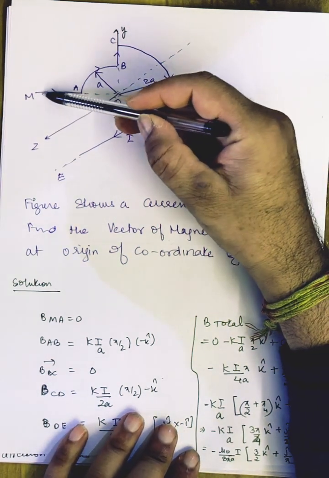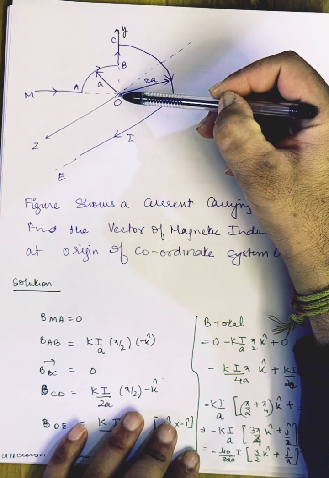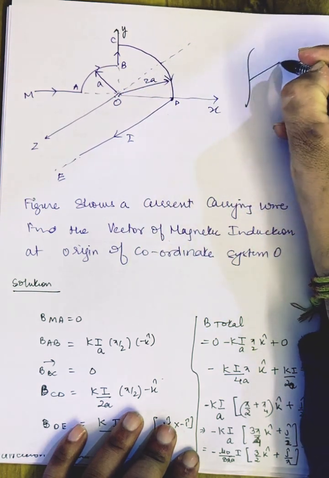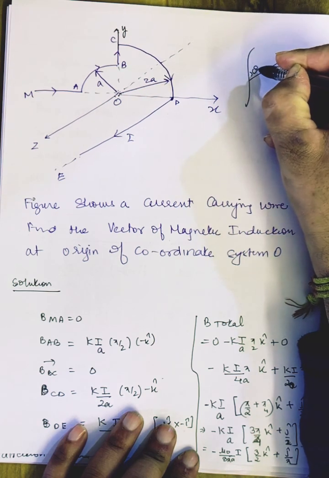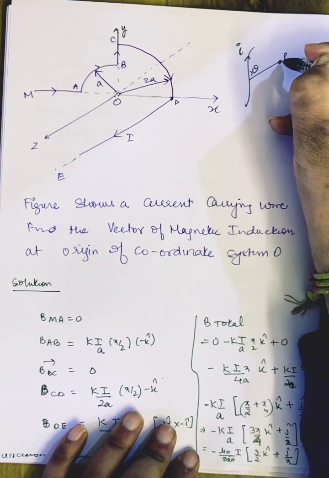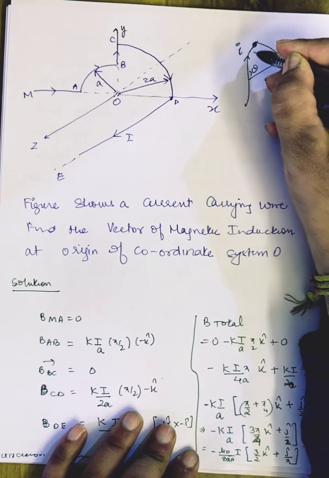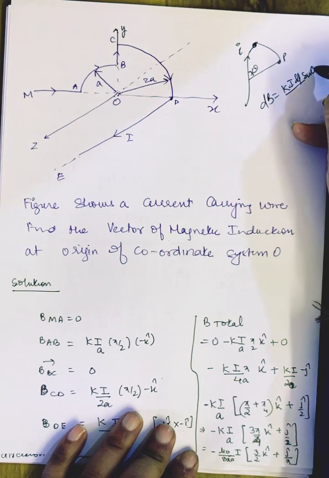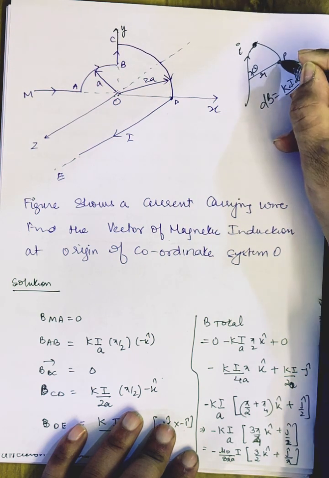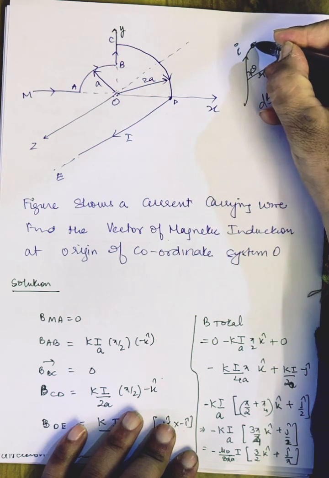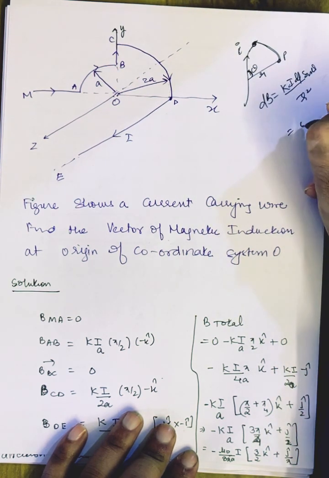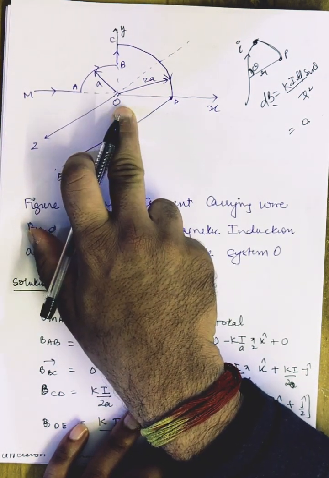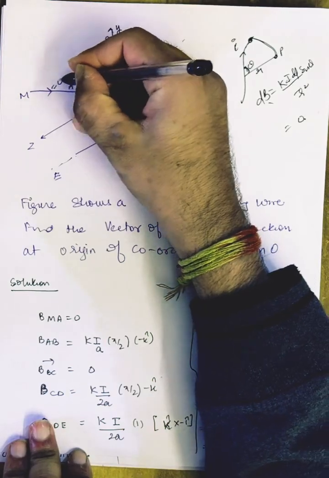Now see, for the straight wires heading towards the center O, the magnetic field is taken to be zero. By the simple Biot-Savart law, this is the point of interest, suppose P, and this is theta. This is the current I. If the point of interest is on the wire, we know the formula for dB is K I dL sine theta by r square, where r is this distance. If I take this P point somewhere along the wire, the angle becomes zero. Since the angle becomes zero, the magnetic field is also zero for the wires which are heading towards the point of interest. So for BMA, the magnetic field is zero.